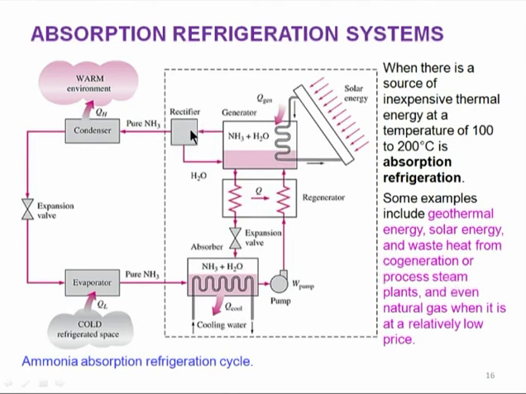The function of the rectifier is to remove the water particles. Then the condensed liquid refrigerant is expanded through the expansion valve up to the evaporator pressure, and in the evaporator the refrigerant will absorb the heat from the space or substance to be cooled and gets evaporated, and that evaporated refrigerant is supplied to the absorber.